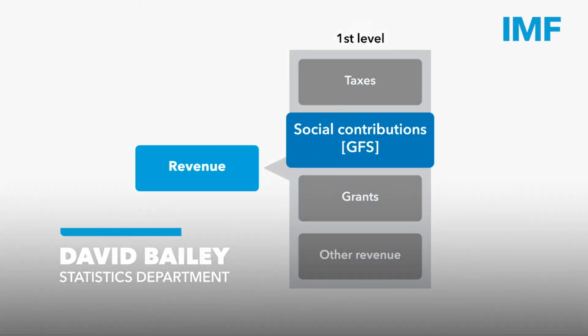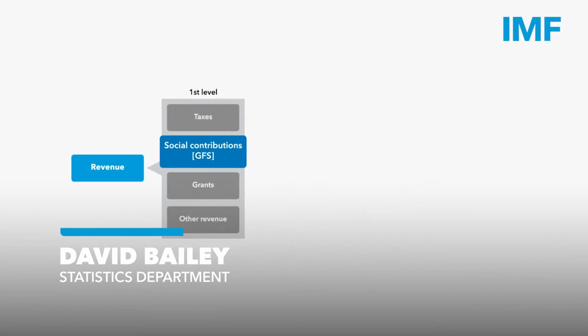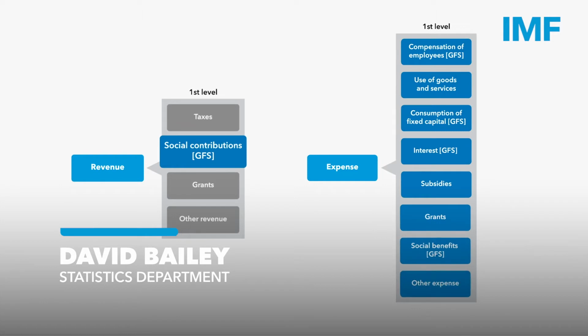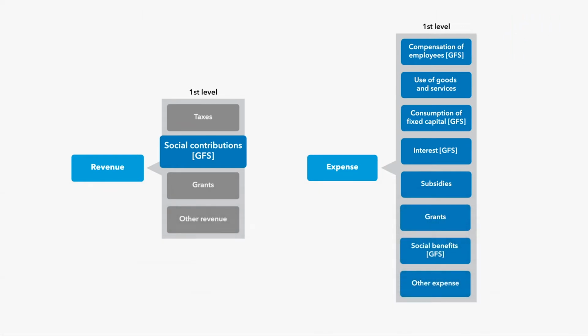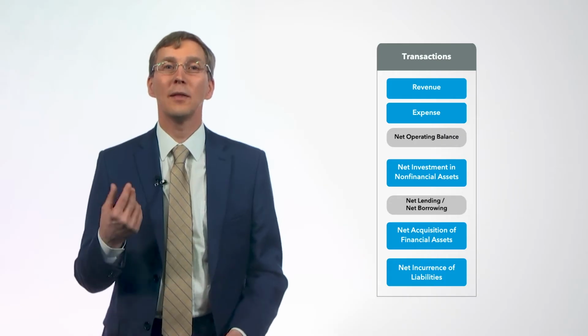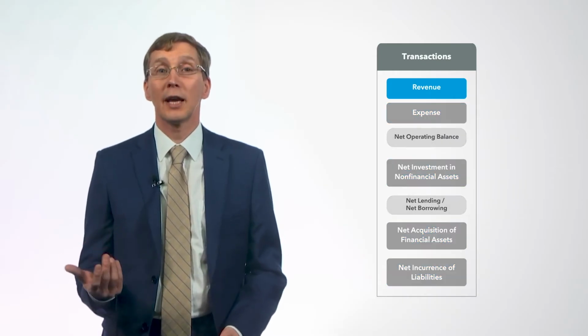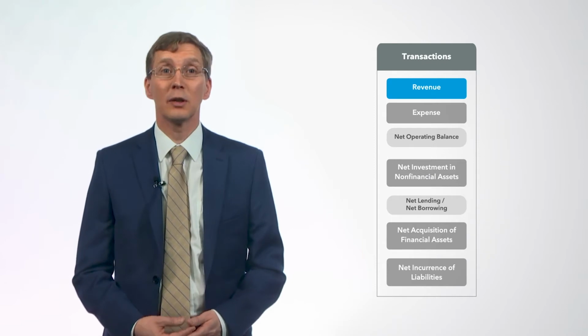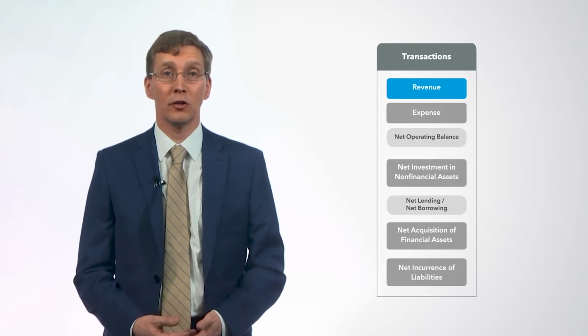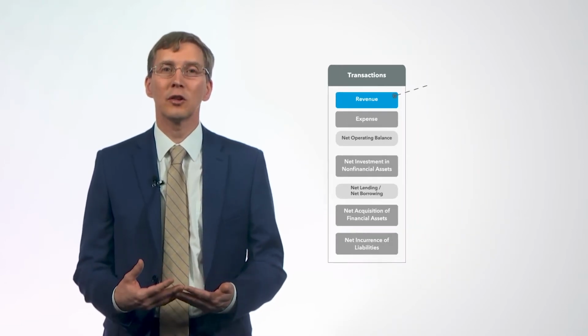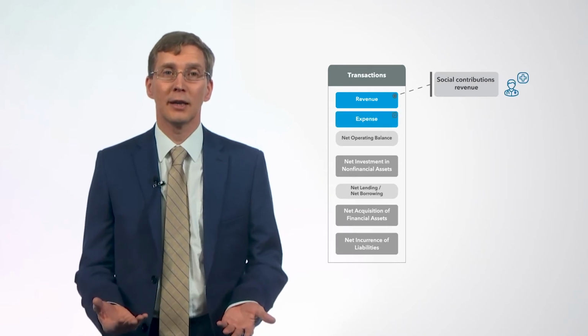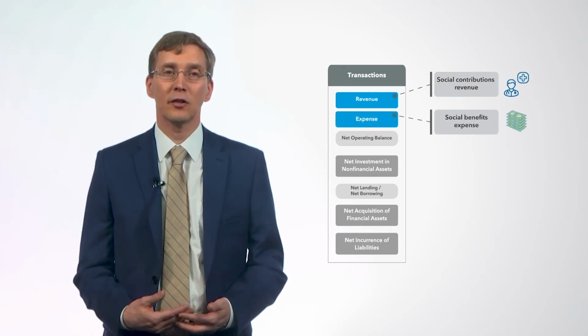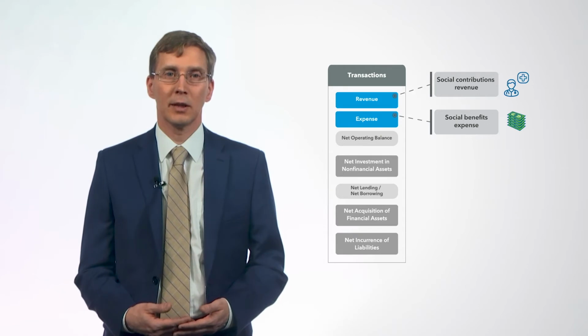Social contributions are an important component of revenue. And in the next module on GFS expense, we will examine the related and equally important payments of social benefits on the expense side. So when the GFS reports on, say, a social health insurance scheme or an unfunded social security pension system, we will see the social contributions as revenue and the cash and in-kind benefits as government expense.